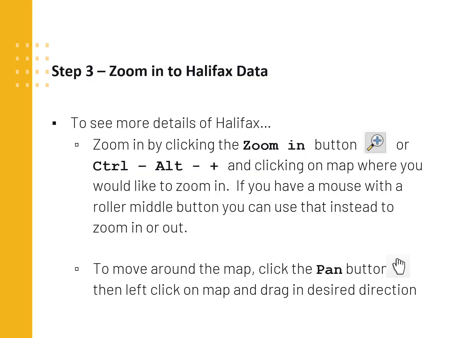So I'd like you to zoom around and look at the data that's in the Halifax area. To do that, you can zoom in by clicking on the Zoom In button near the top of your screen, or you can click the Control-Alt+ button on your keyboard and then click on the map where you'd like to zoom in. If you've got a center roller button on your mouse, you can simply use that to roll in and zoom around your area. If you'd like to move around your map, you can click the Pan button, which looks like a hand, and then left click down and drag in the direction you'd like to move.